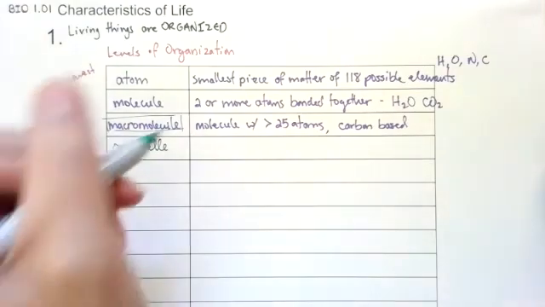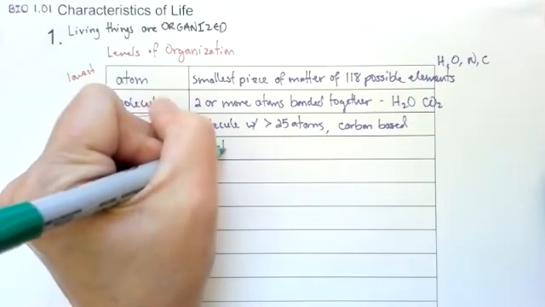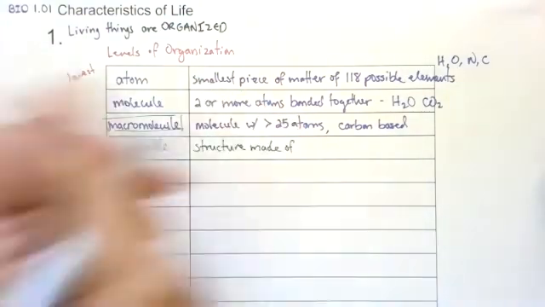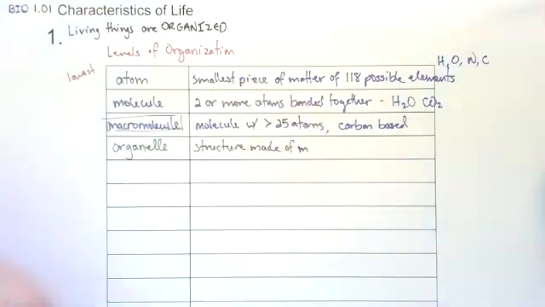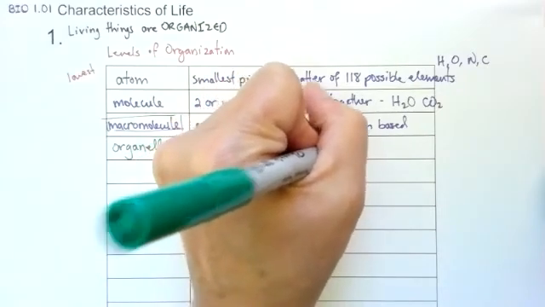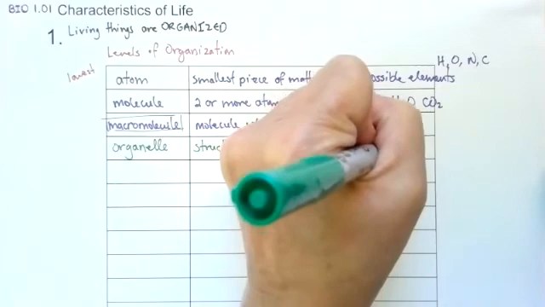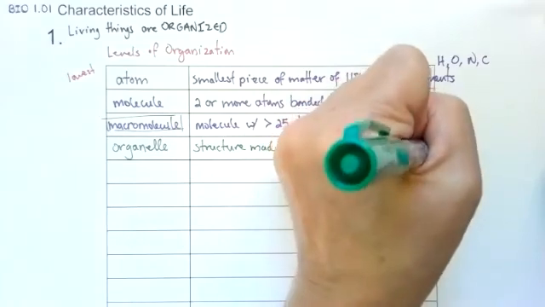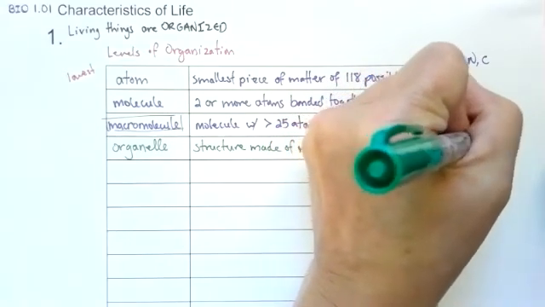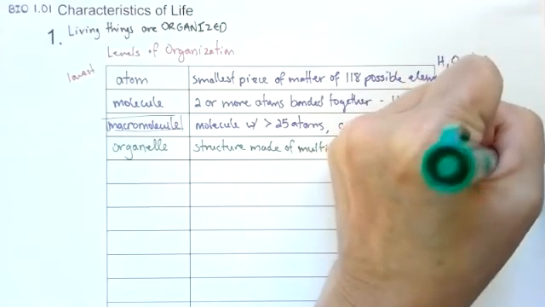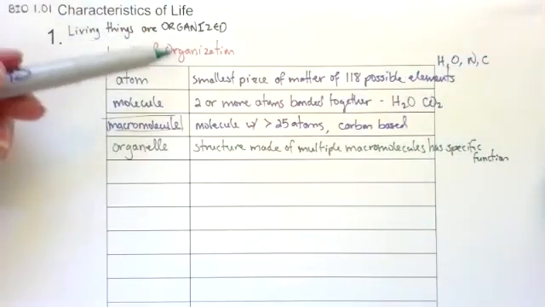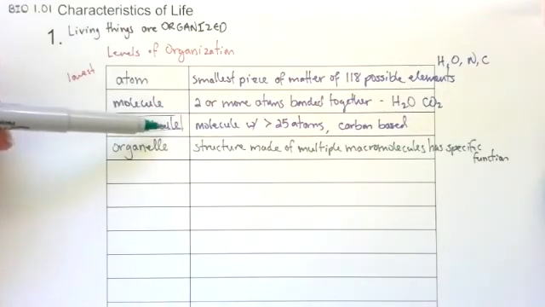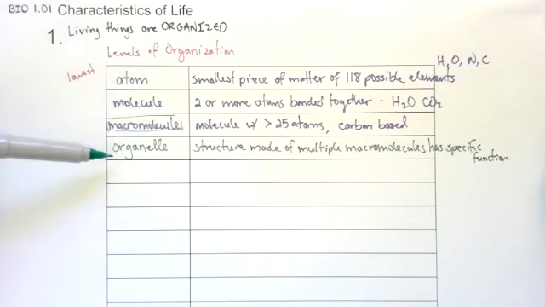So an organelle is a structure made of multiple macromolecules with a specific function. And you'll notice what's happening is we combine 2 or more atoms to get a molecule. We combine, you can think of multiple molecules to get a macromolecule. We combine these macromolecules to get an organelle.